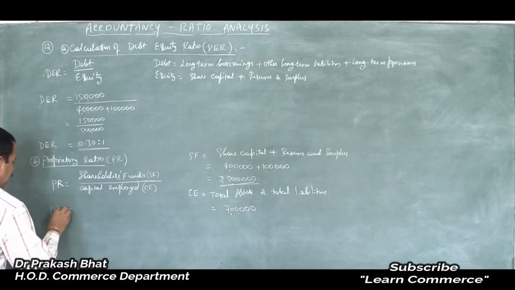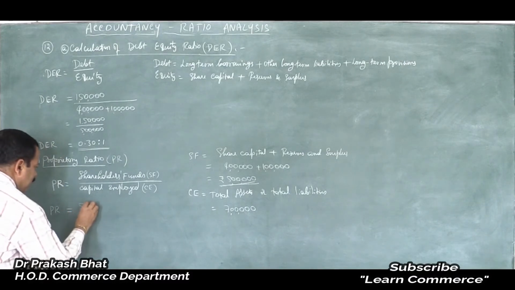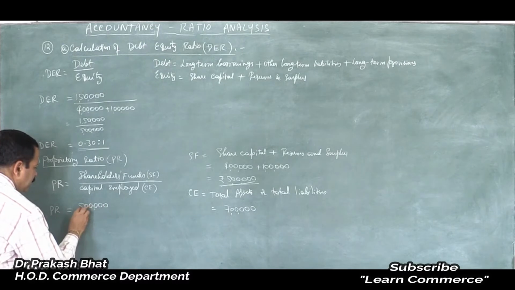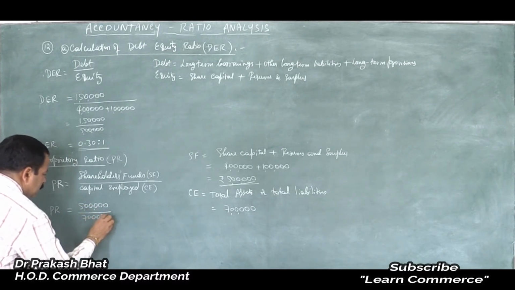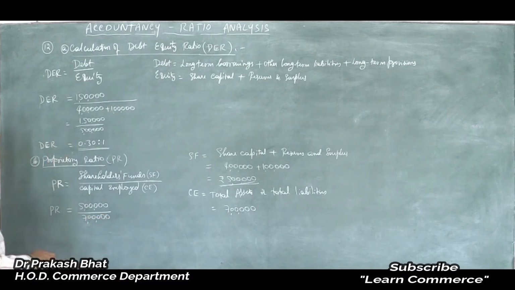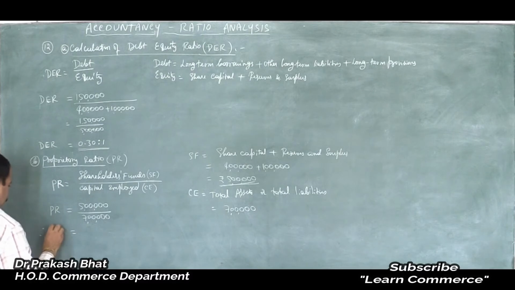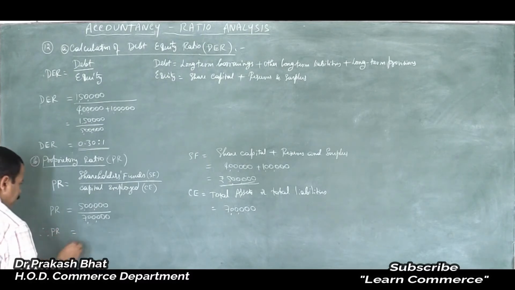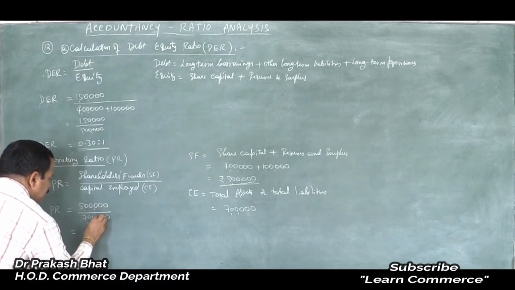Now substitute the figures. Therefore proprietary ratio is equal to 5 lakh divided by 7 lakh. Cancel the zeros.